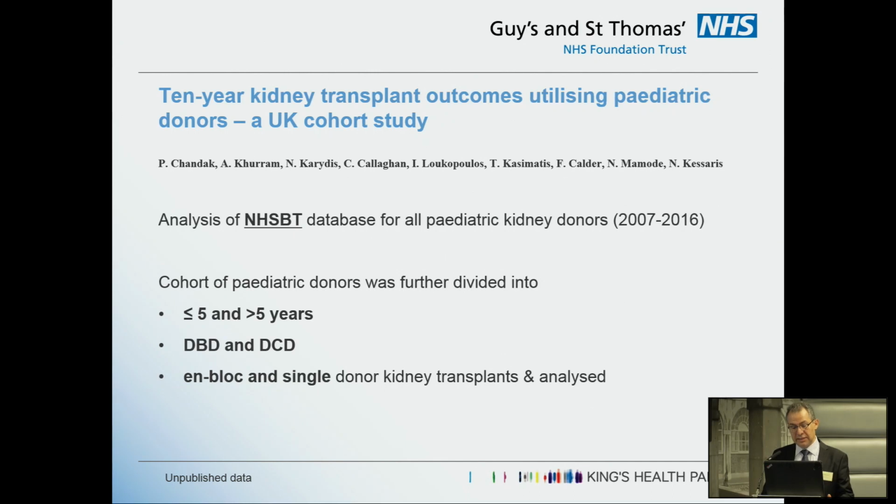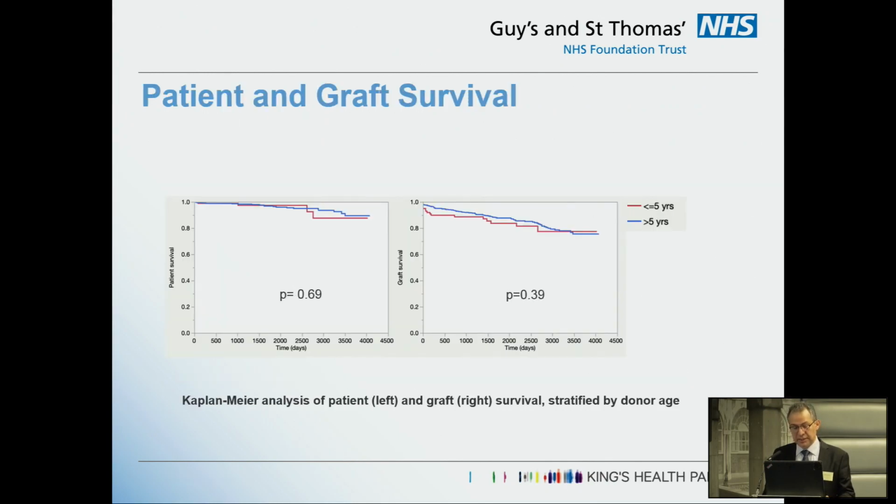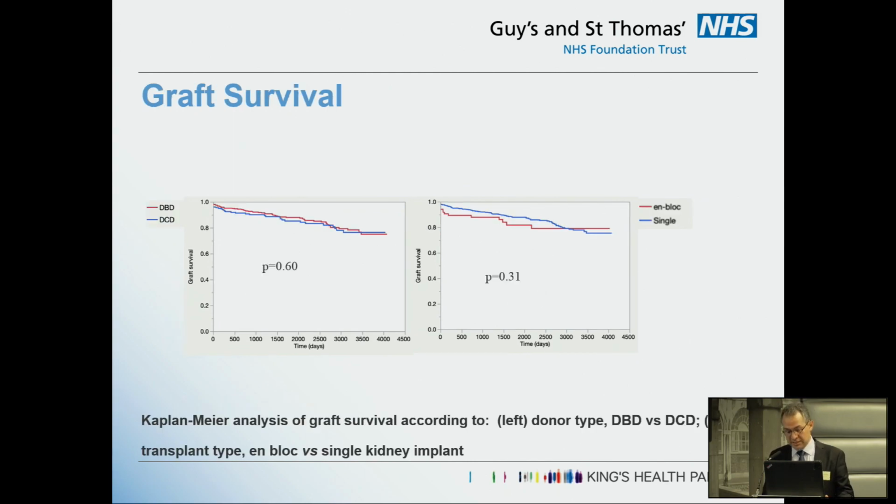Now, we also had a look at the 10-year kidney transplant outcomes on utilizing pediatric donors in the UK, and we divided that group of patients into less than 5 kilograms and more than 5 kilograms, less than 5 years of age and more than 5 years of age, and whether they were DBD, DCD, and also en bloc or single. And you can see here, with respect to the less than 5 years old donors and more than 5, the outcomes were similar. With respect to DBD and DCD, again, they were similar. And with respect to en bloc and single, they were similar as well.